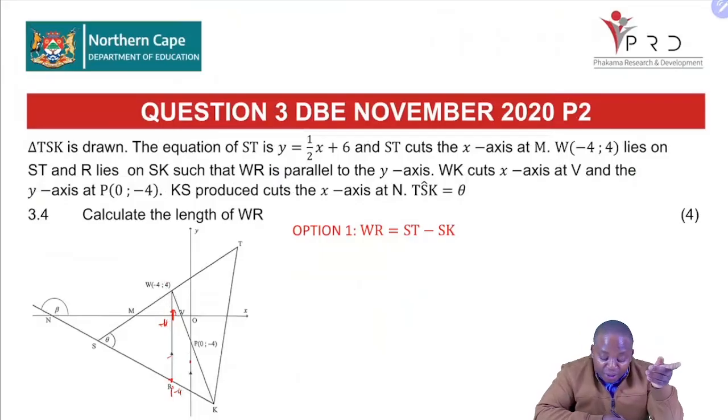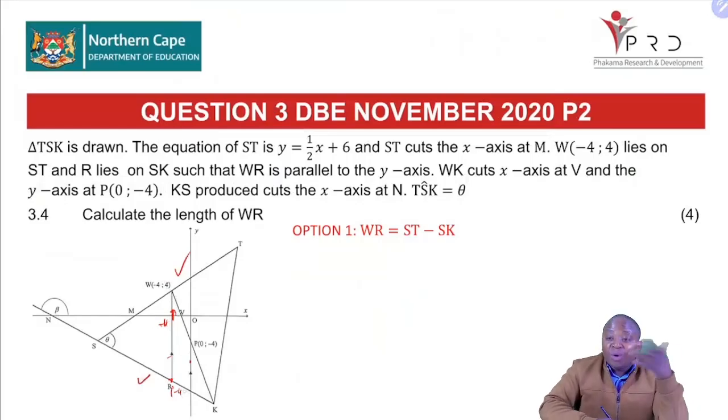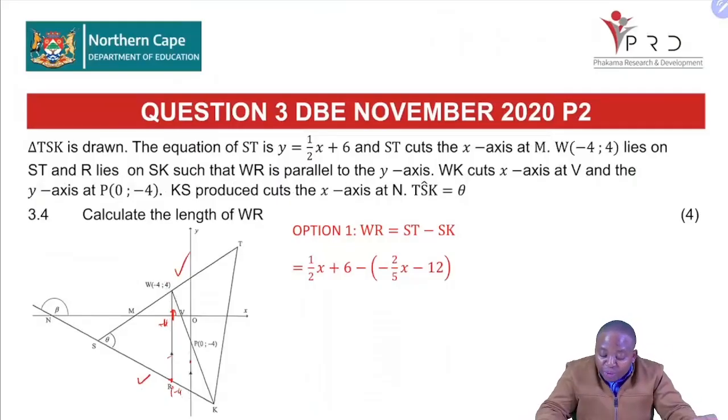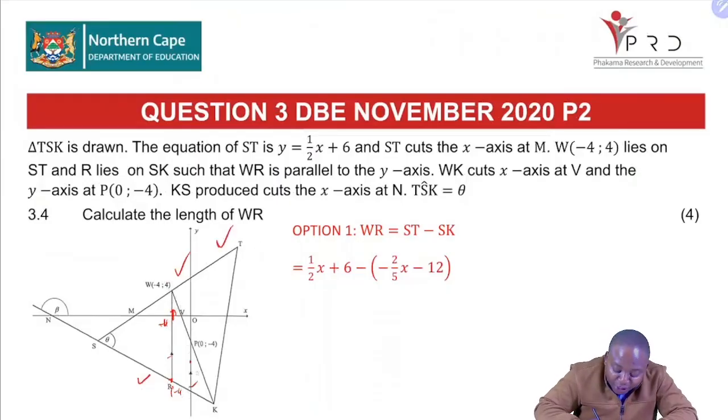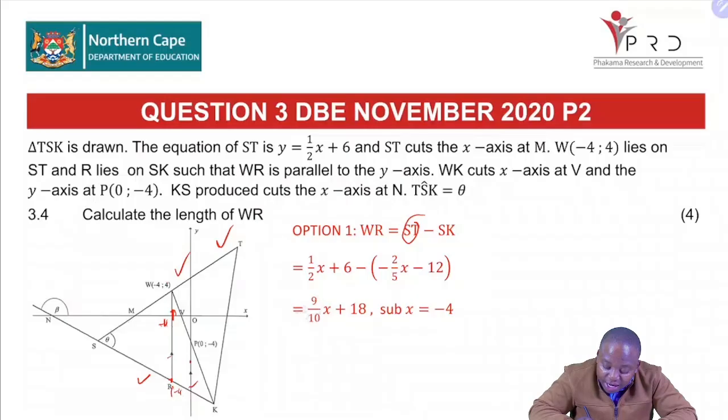So we have two options. We can either subtract the two to find the length, subtracting the top one and the bottom one, or find the coordinates of R, which is what I was discussing already, but we will look at that after. How can we do that with option one? To find the length between two lines, we can take the top line and subtract the bottom one, so it is ST minus SK. Then I get 9 over 10x, so when I work this out, I get 9 over 10x plus 18 when I simplify.